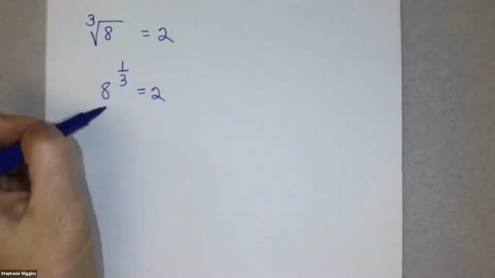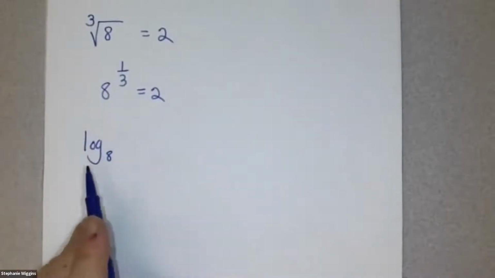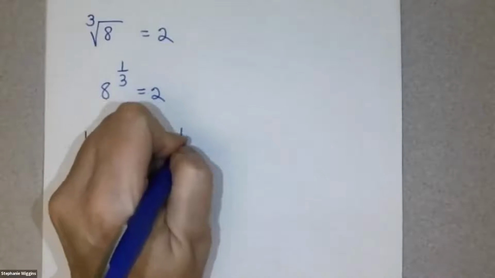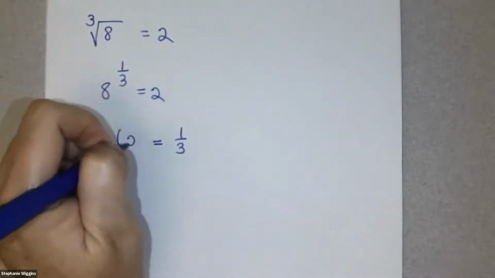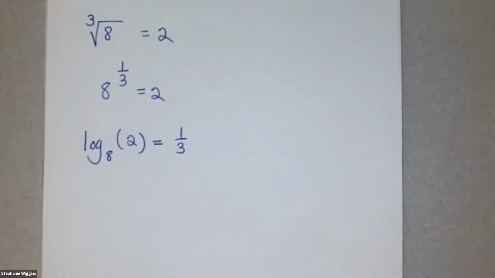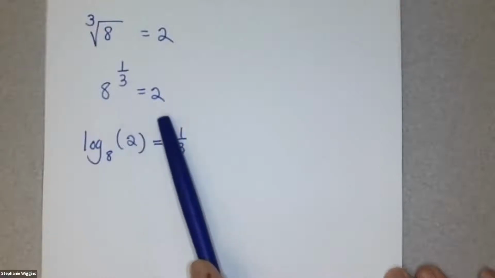And then the base is on the bottom, so this becomes log base 8. The log is the exponent. And what's left is my 2. I just dropped that into my log equation, okay? The log is the exponent. See how that works?